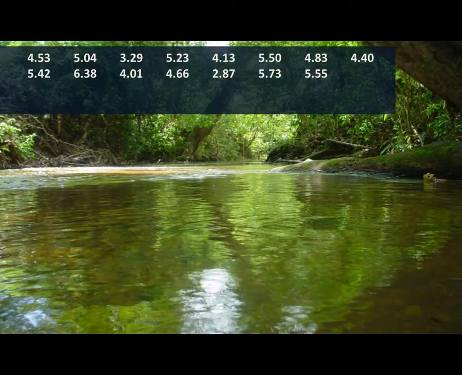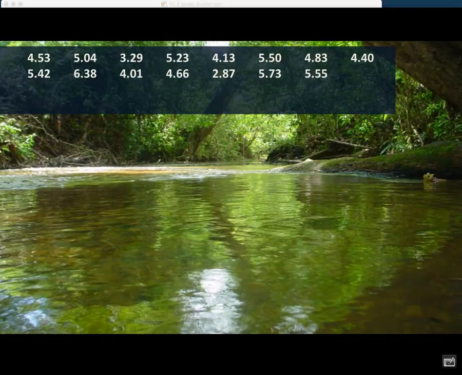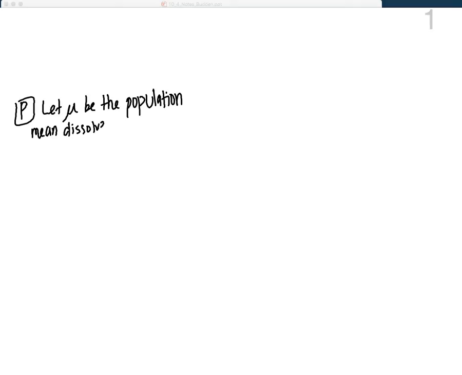Carry out a test with alpha 0.05. Okay, let's just jump right in. P still stands for parameter. What is our parameter in this case? Mu. So I'm going to say let mu be the population mean dissolved oxygen level in this stream.